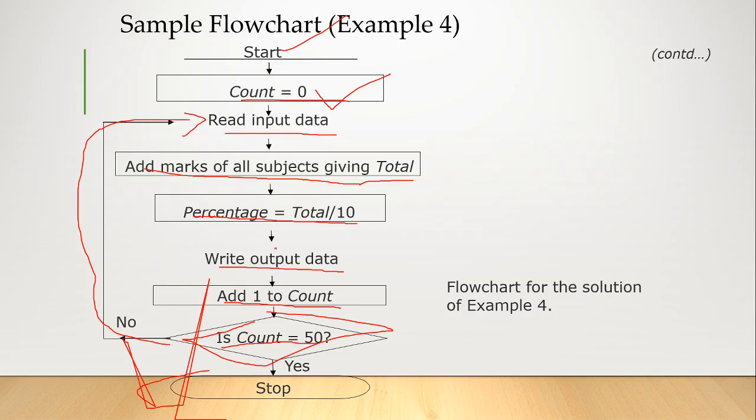Again the steps of instructions are executed, and again it checks the count until it reaches 50. If the count is equal to 50, then this condition becomes true, and the program stops after processing the data of the 50th student.